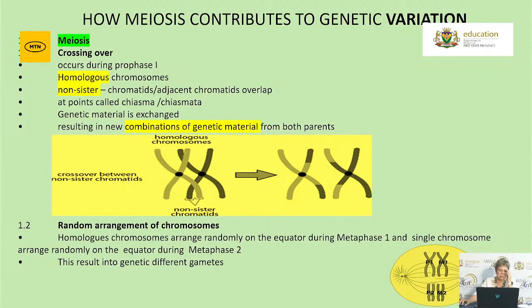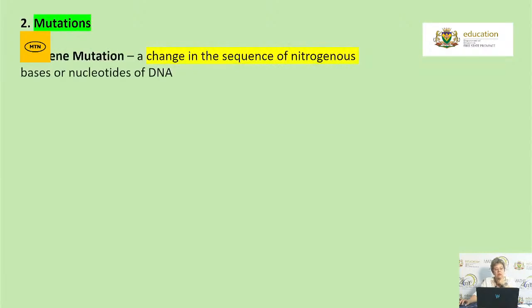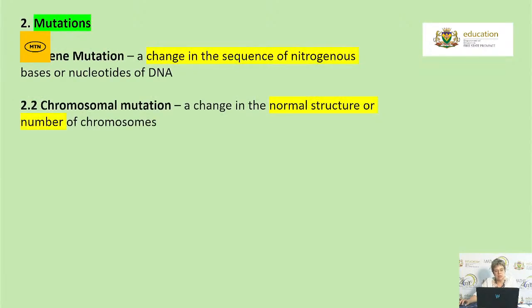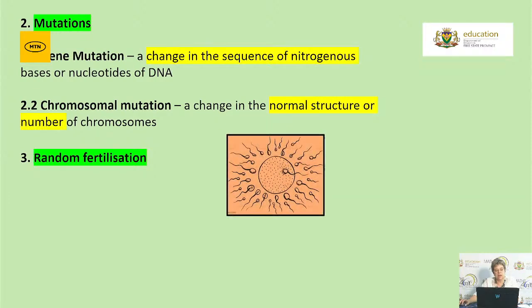So that is contribution to variation, which is very important. Also, when I look at mutations, you must be able to differentiate between a gene mutation and a chromosomal mutation. A gene mutation is a change in the sequence of the nitrogen bases of the DNA. So that whole sentence will allocate 2 marks or 0 marks. Chromosome mutation is a change in the number and the structure of the chromosomes.